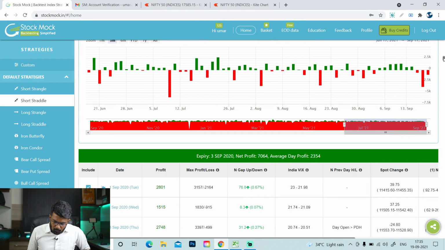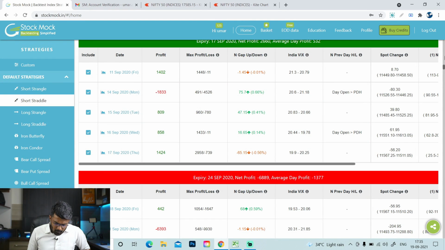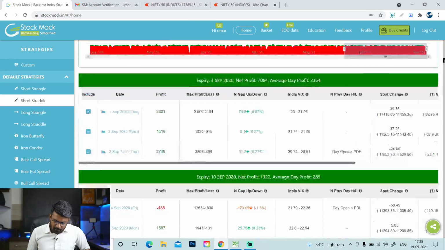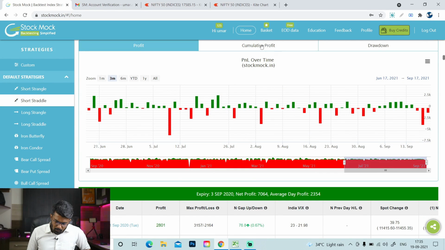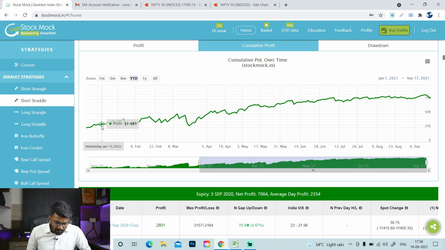So we will see how much it has given, and if you scroll down here, you can see all the details, whatever expiry, buy price, sell price, everything is available here to you. So you can go and see that if you want. So this is the cumulative P&L over time. So for the last year to date, I will select year to date. Yeah, see. So this is the cumulative. If you want, you can go and check here.